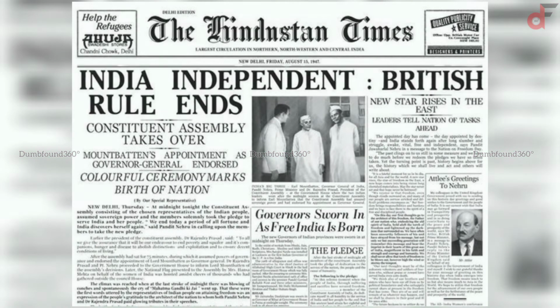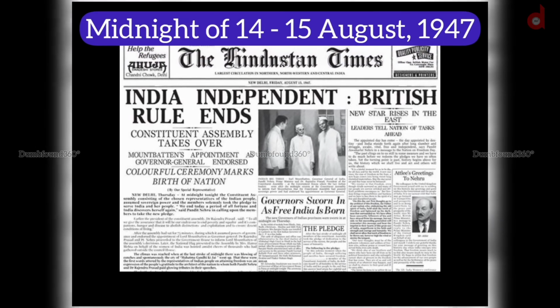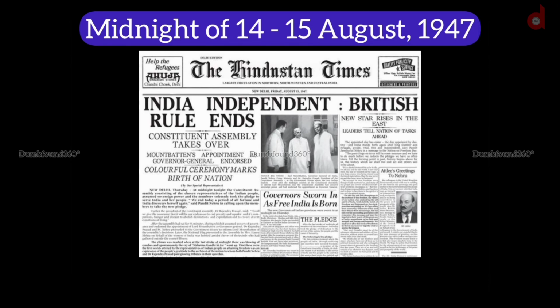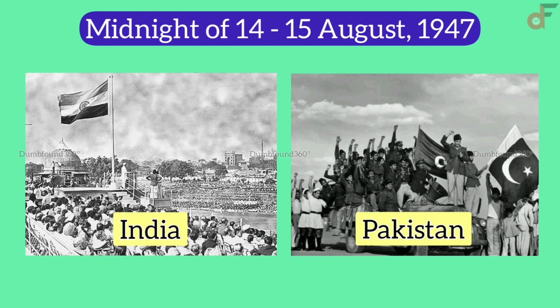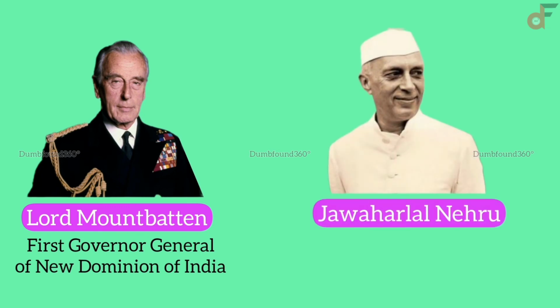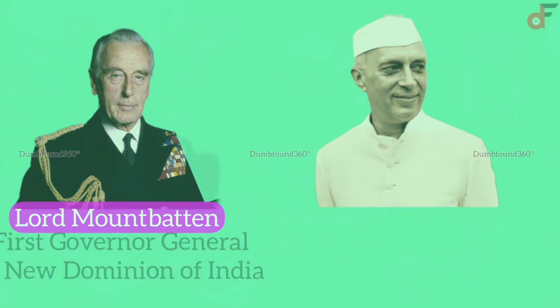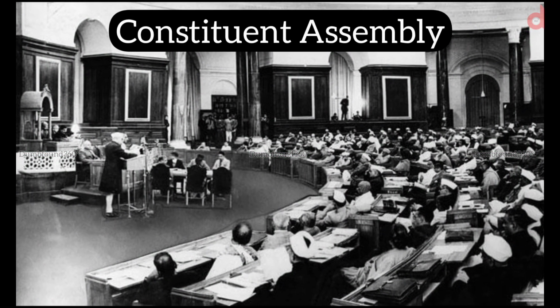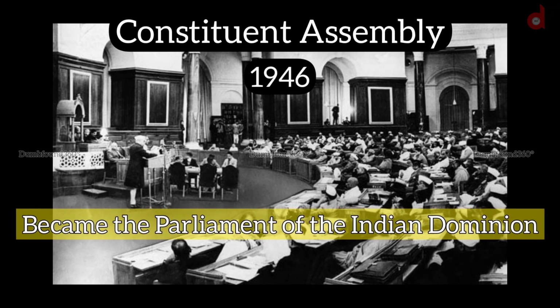At the stroke of midnight of 14 to 15 August 1947, the British rule came to an end and power was transferred to the two new independent dominions of India and Pakistan. Lord Mountbatten became the first Governor General of the new Dominion of India. He swore in Jawaharlal Nehru as the first Prime Minister of independent India. The Constituent Assembly of India, formed in 1946, became the Parliament of the Indian Dominion.